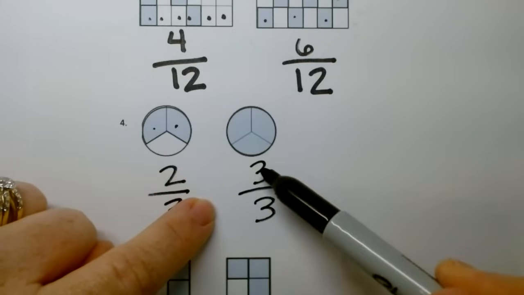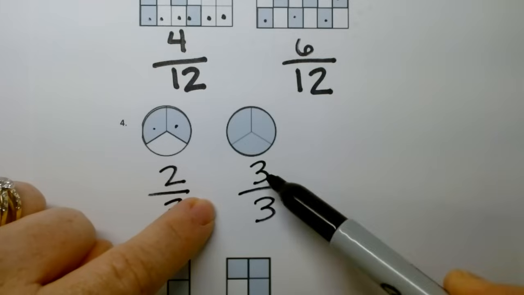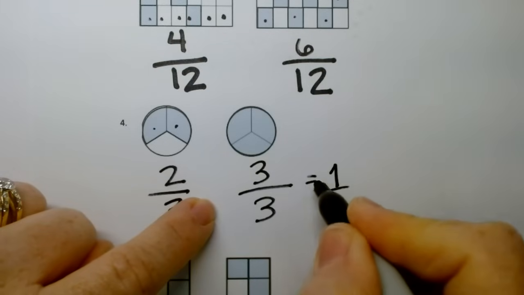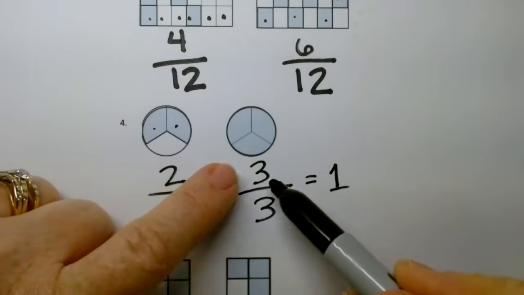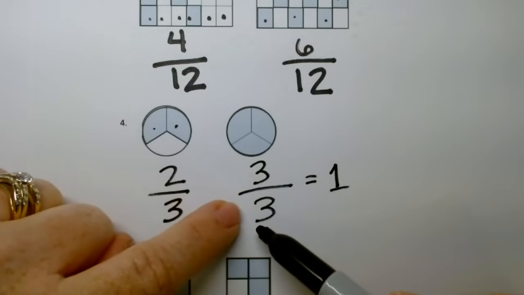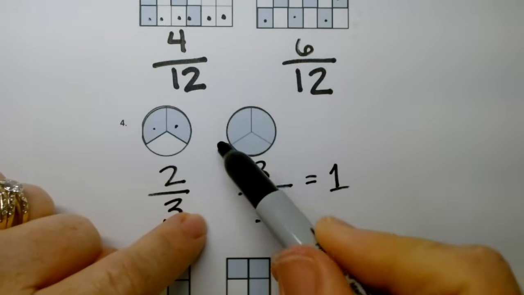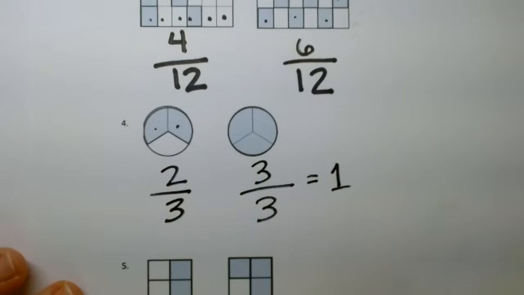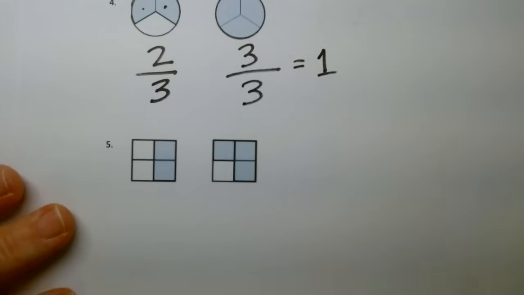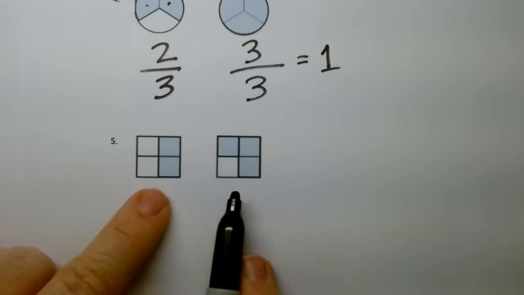Anytime the top and the bottom number is the same, we call that 1. You can have 4/4, 6/6, 10/10, a million over a million. Anytime the top and the bottom numbers are the same, that means it's a whole unit. Smile if that makes sense. Does that kind of make sense? Okay, good. What do you think about these guys?